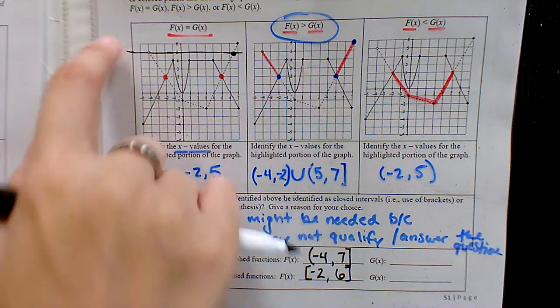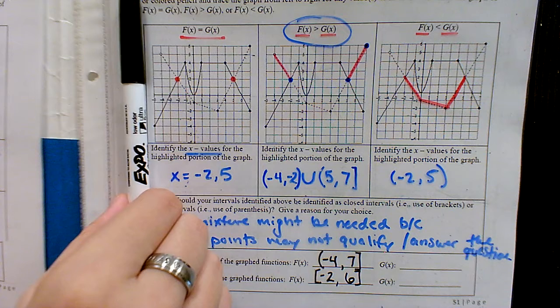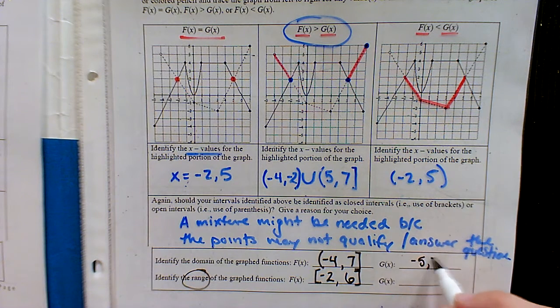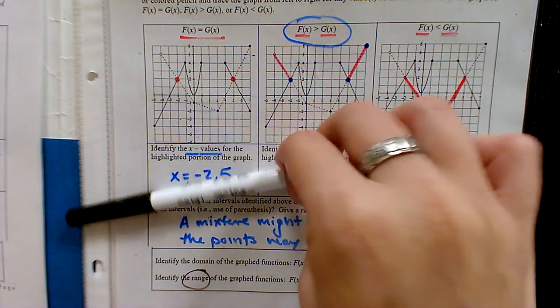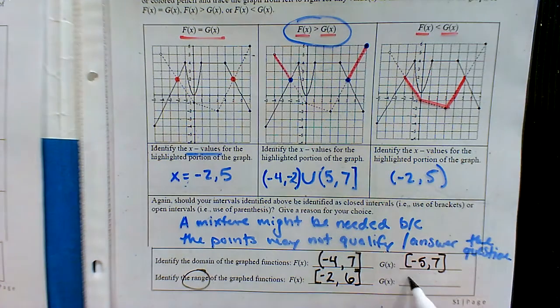All right, let's check out the G graph. The solid one this time, left to right, looks like we go from -5 to 7. Both have closed circles, so both have brackets. And then low to high, we have -4 to +4, and both have closed circles, so both have brackets. Are we getting better with that domain and range? Graphically speaking, at least?